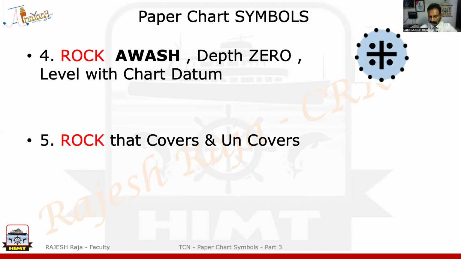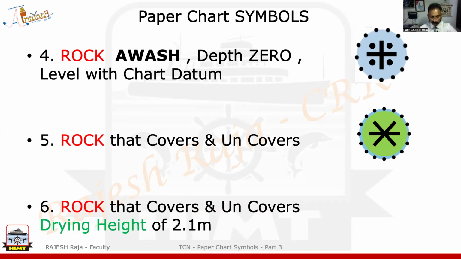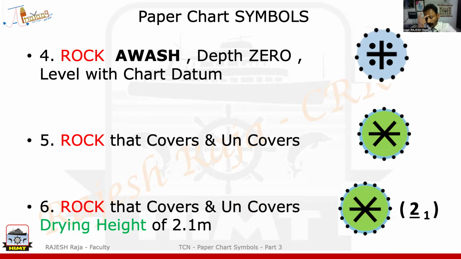Rock that covers and uncovers, which comes under drying height principle. Please see here, you might have a green color background, and then you will have this symbol to denote a rock which covers and uncovers with a drying height principle. I'm going to show you something very similar, this time with the drying height known. It's again a repeat of this, but this time you'll see this 2.1, and the digit 2 will be underlined. Whatever depth is shown will be underlined. Anything underlined is called a drying height principle.